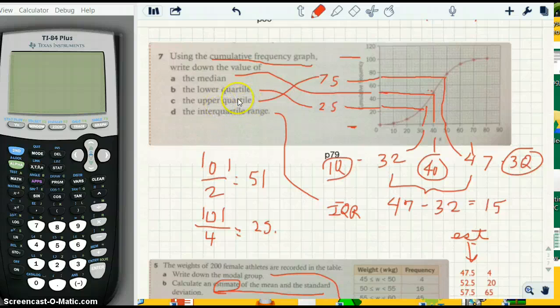Okay, a lot of you might make the mistake of saying, oh, the median is 50, the lower quartile is 25, the upper quartile is 75.